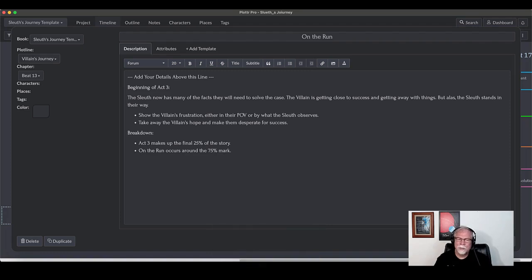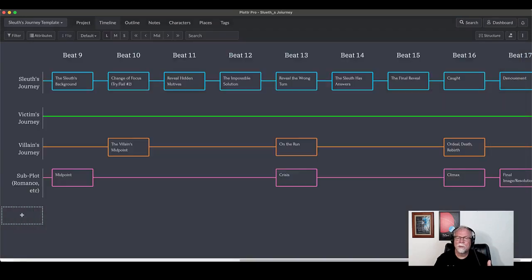Okay, so they get a little bit cocky, and then they lose that hope and they're like, oh man, now I'm on the run, and their plan is shot. Okay, so they're going to make mistakes.